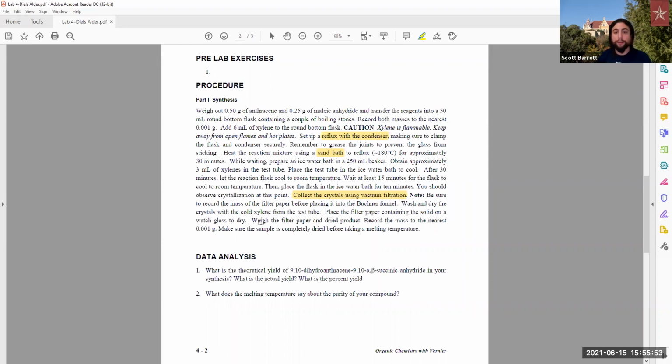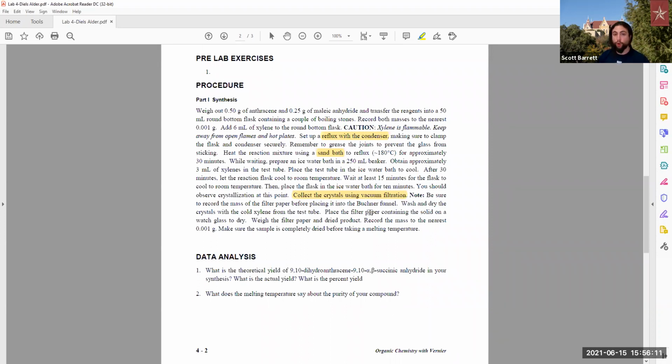And we use cold xylene because of that principle I was speaking of with regards to recrystallization, that we want to make sure we only pull out any impurities that are soluble in cold xylene, and we leave our nice crystals on the filter paper. So then we place it over onto the watch glass to dry.